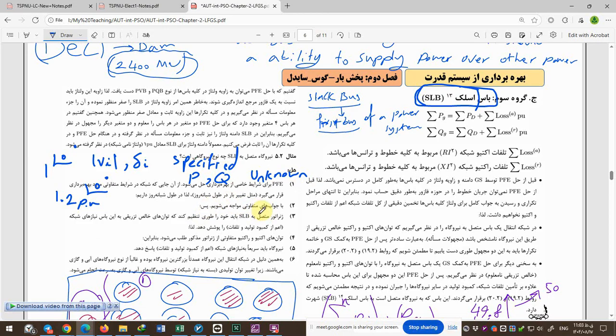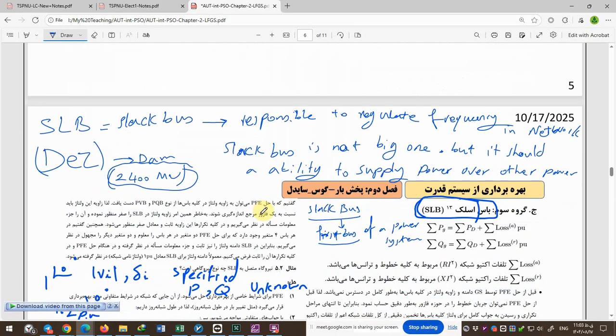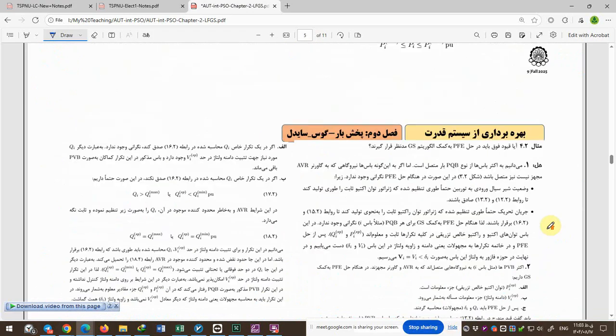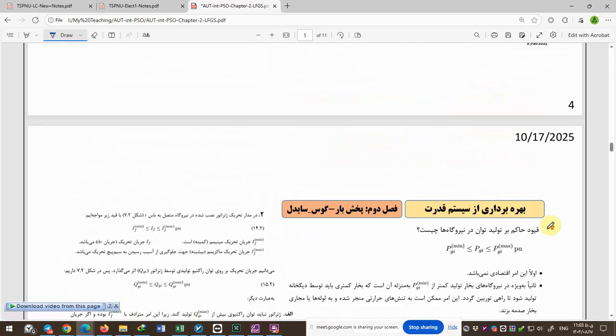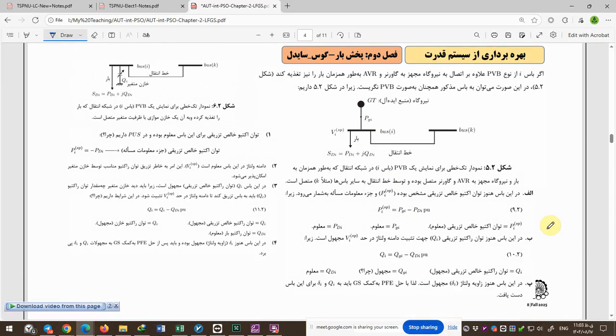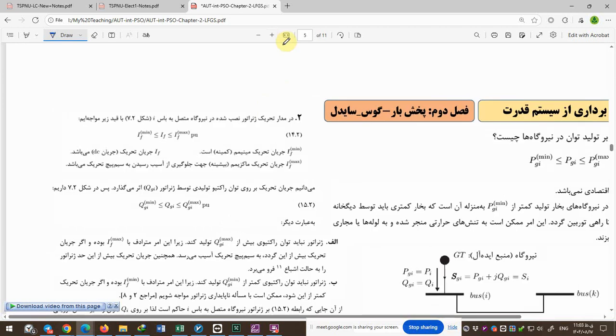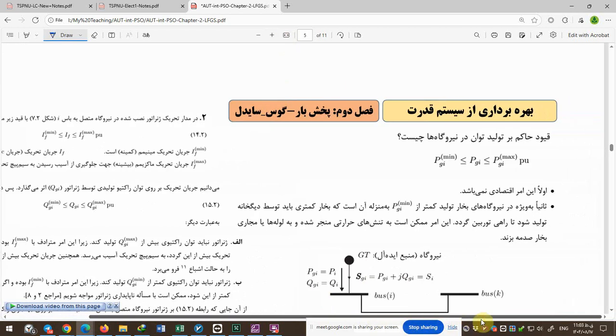Okay, these subjects we discussed before in the last session, and in this session we try to talk about the limitation of generation, the power generation limit.